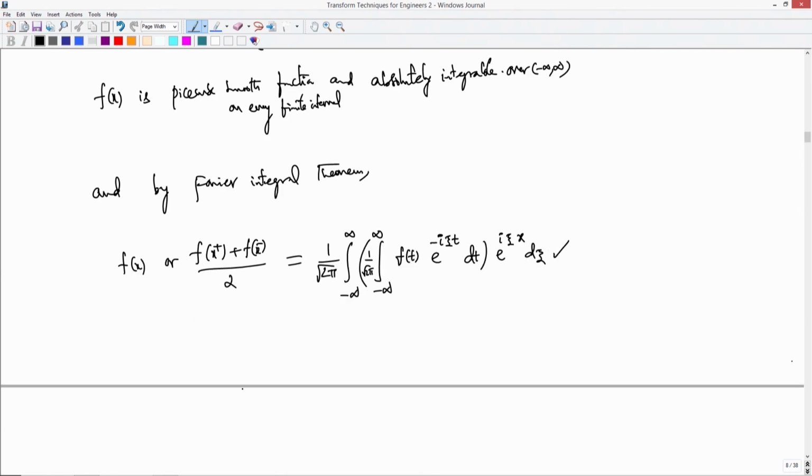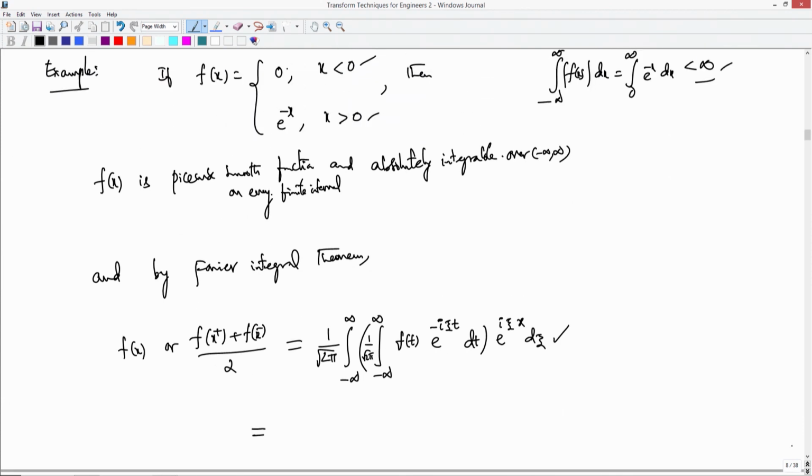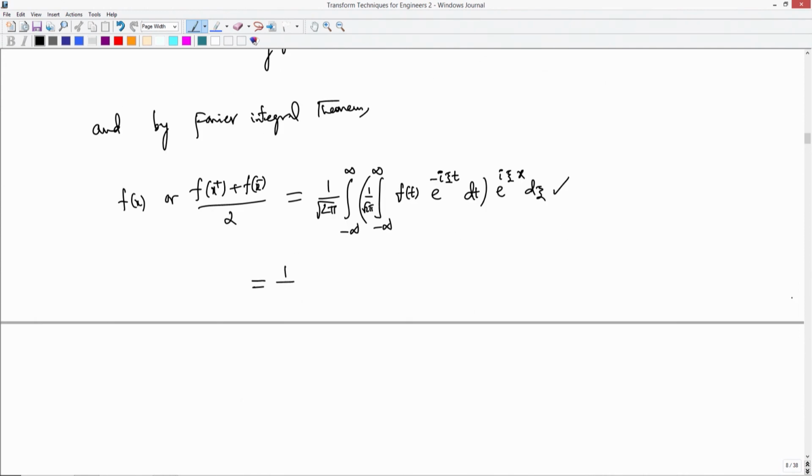So you try to put this f of t value that is given here, e power minus t for positive t. What you get is 1 by root 2 pi, integral from minus infinity to infinity, and you have 1 by root 2 pi, integral from 0 to infinity of e power minus t, which, combined with the exponential e power minus i xi t, gives e power minus 1 plus i xi t dt, into e power i xi x d xi.